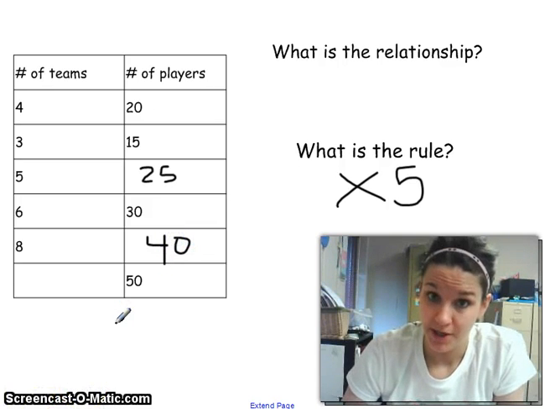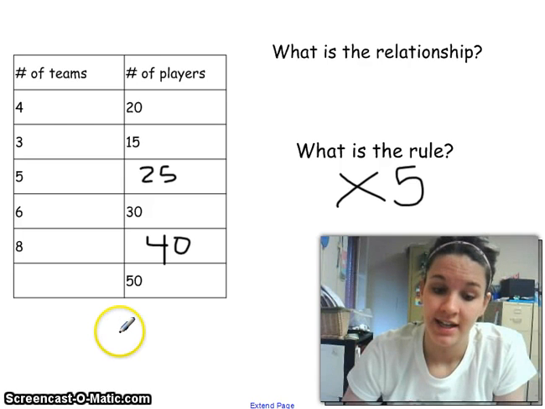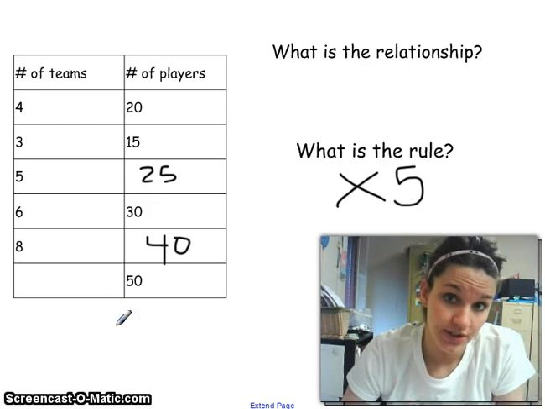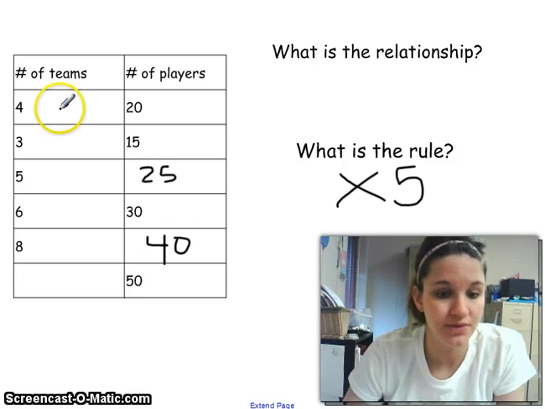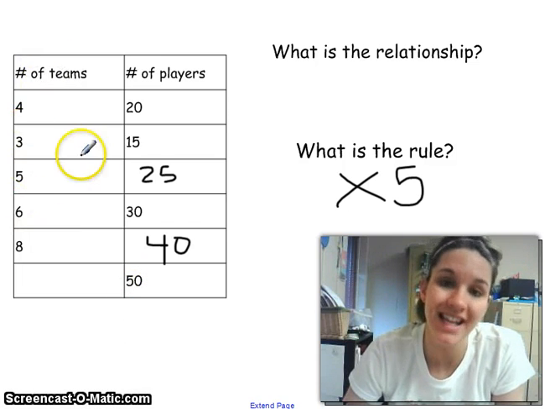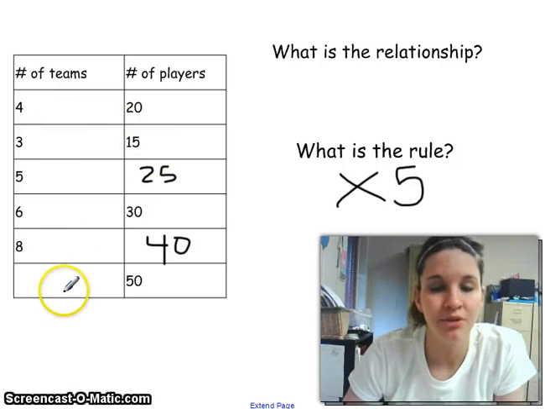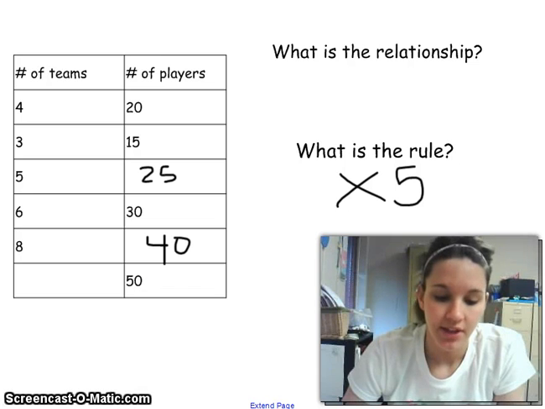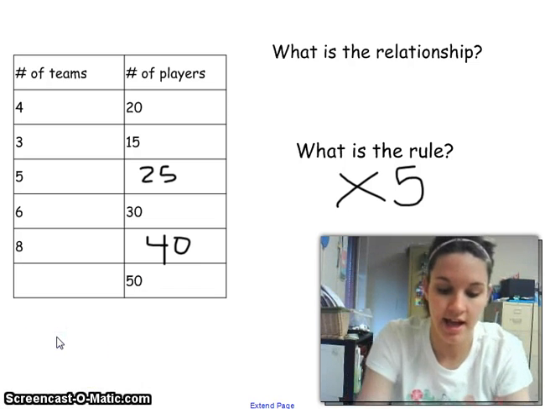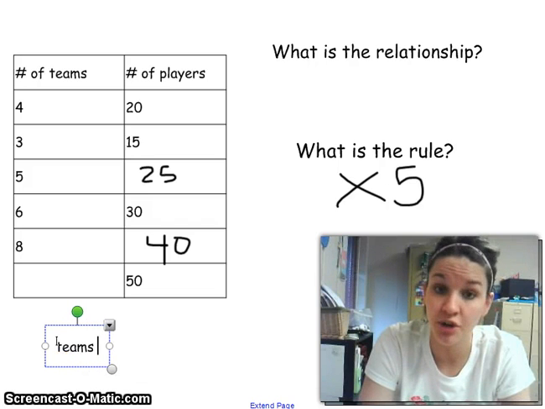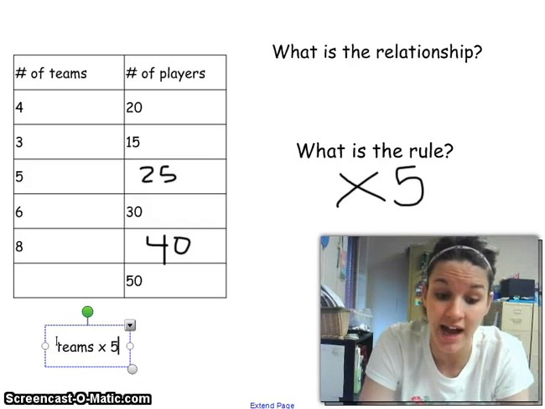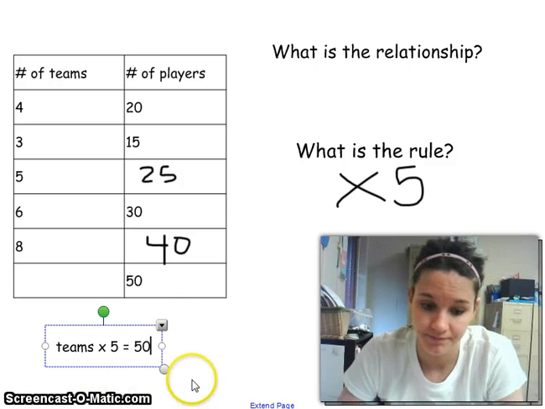Last one's a little bit trickier because I know my rule is times 5, but every time I've done times 5, I've taken the number of teams times 5. Well, I don't know the number of teams. I only know the number of players. So I'm going to think about this as the number of teams, and I know when I do the teams times 5, in this case, I'm going to get 50 players.